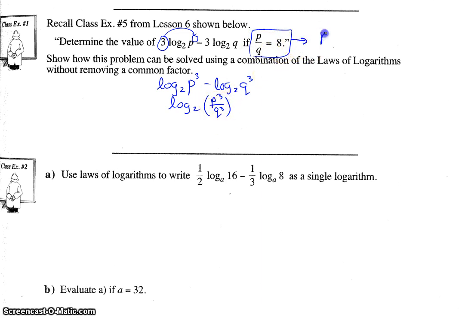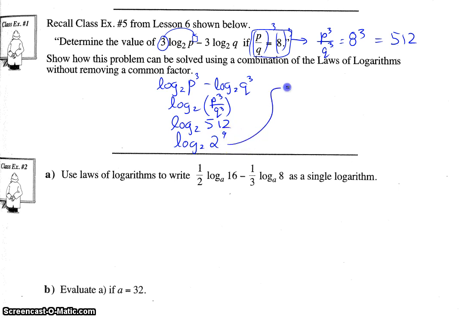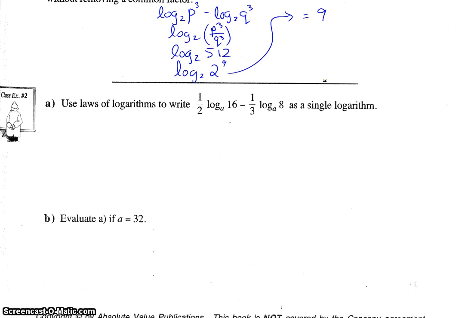So what if we were to take this and cube both sides? Okay, let's do that. So we'd have p cubed over q cubed equals 8 cubed. Well, that would work. And 8 cubed is equal to 512. So let's replace that. Now we have log base 2 of 512. 512 as an exponent of 2 would be 2 to the 9, and therefore this equals 9. All right. Okay, that was okay, but I think I like the way we did it the first time better.